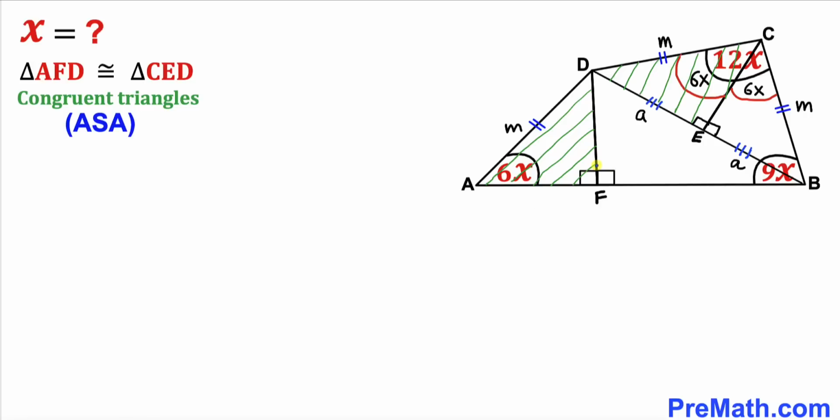Since one of the angles is 90 degrees, this angle is 6x, and likewise this angle is 6x and this angle is 90 degrees. And moreover, this side length is m and this side length is m as well. Since these two triangles are congruent, this side length is going to be equal to this side length. This side length is a, so therefore this side length DF is going to be a as well.